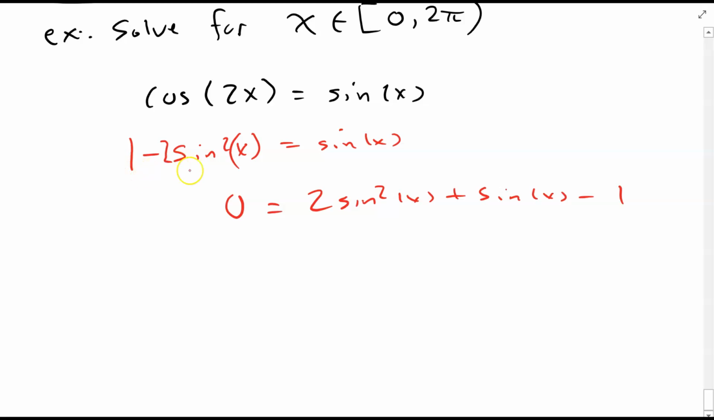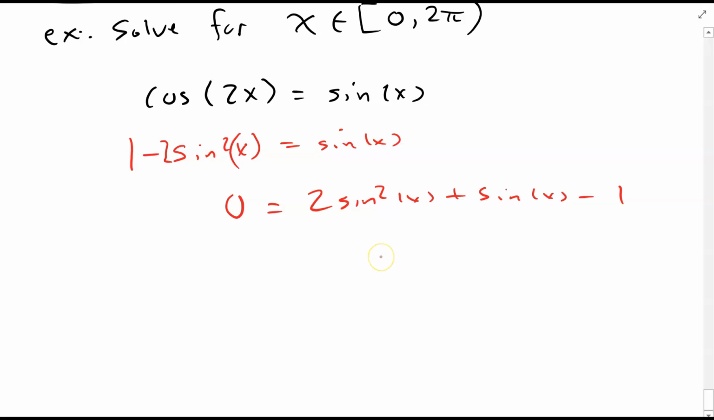I moved this side over to that side, is what I did. But yeah, you could do it the other way, but then you have a negative in your leading coefficient. It's just usually easier to factor if there's not the negative there. So that's why I did it that way. But it's not wrong to put everything on the other side. It just doesn't really matter.